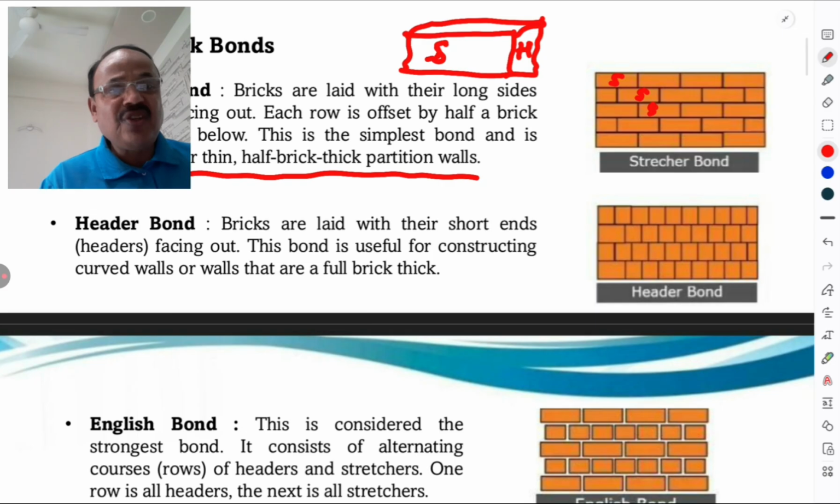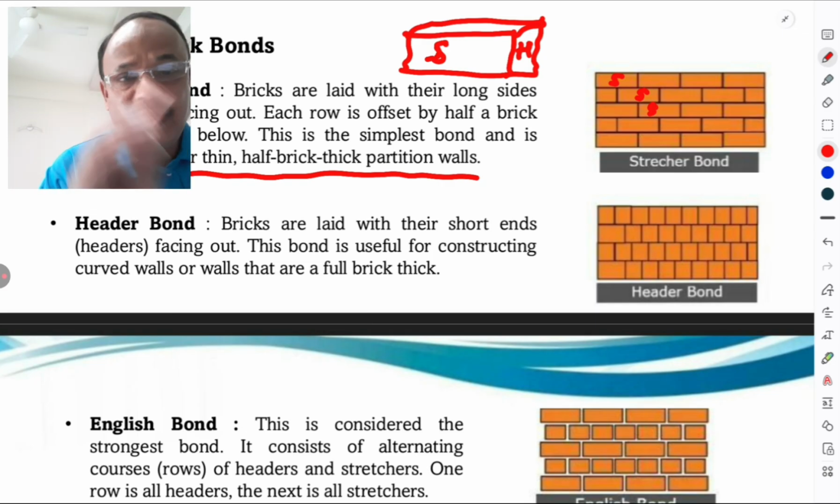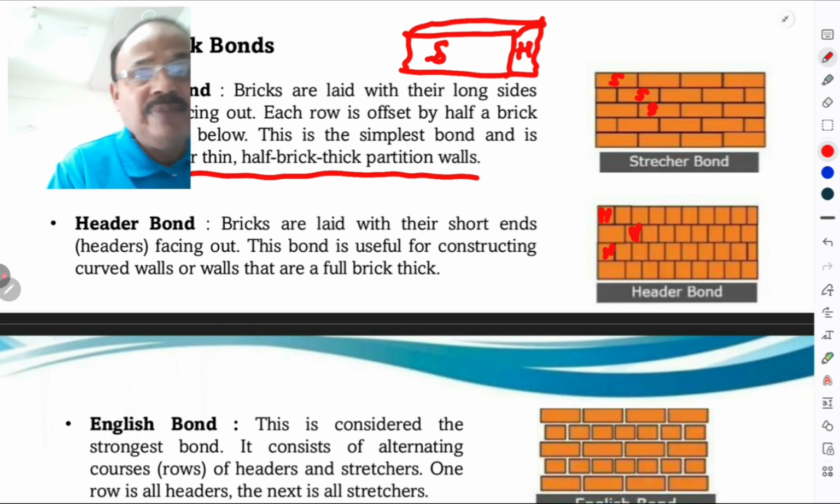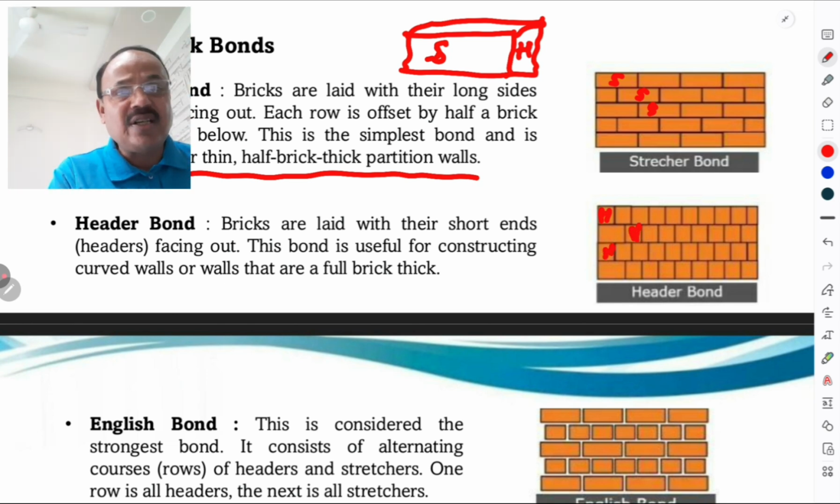Header bond. Bricks are laid with their shorter ends, headers, facing out. These all are the headers. All these are the headers. This bond is useful for constructing curved walls or walls that are a full brick thick.